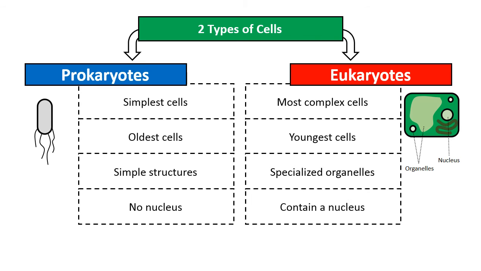Eukaryotes have a special nucleus, kind of the processing center of the cell. It sends out information, tells the cell what to do, and it's isolated, and so it's not just floating around everywhere.